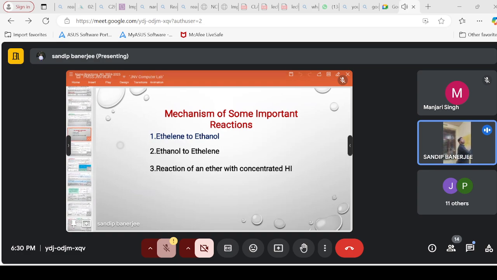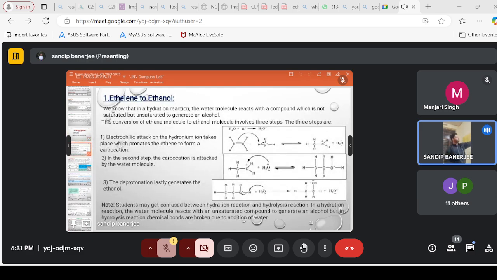So actually, students, I will take only 5 minutes. That is the mechanism part. 5 mechanisms are there, but I included only 3 mechanisms, which are more important. Since time is not permitting much, I'm just going through these 3 reactions. One is ethylene to ethanol. Second is ethanol to ethylene, and third is the addition of HI in the ether system.